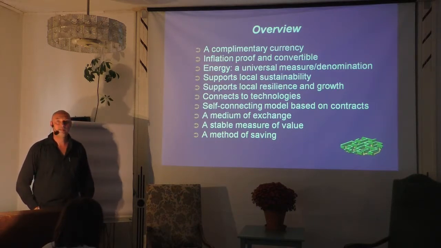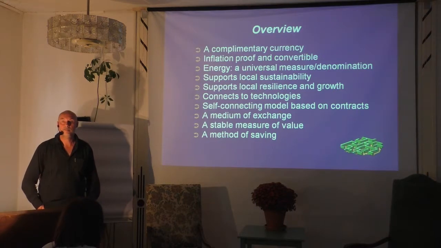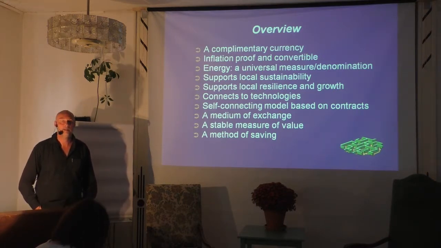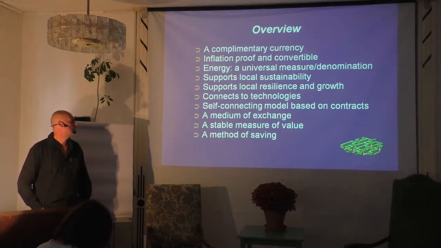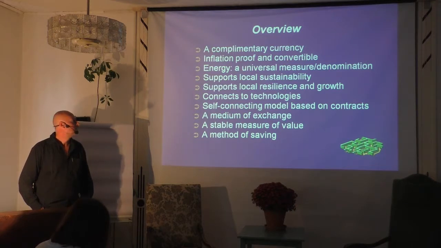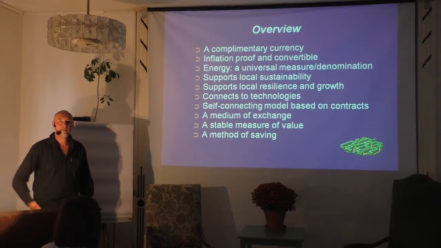It connects to the technologies that we're using and all of the things that we're doing in the community. And this produces a self-connecting model, a fractal effectively, based on contracts. And it covers the three requirements of money as defined by Jevons, who was a economist in the 1800s, which is a medium of exchange, a way of exchanging between ourselves, a stable measure of value, and a method of saving.